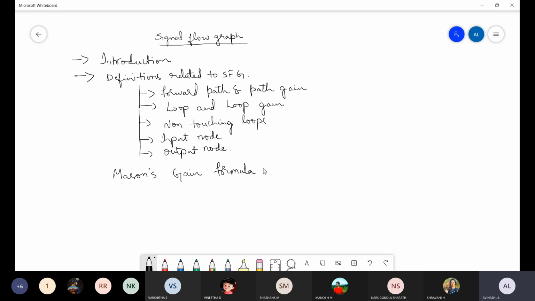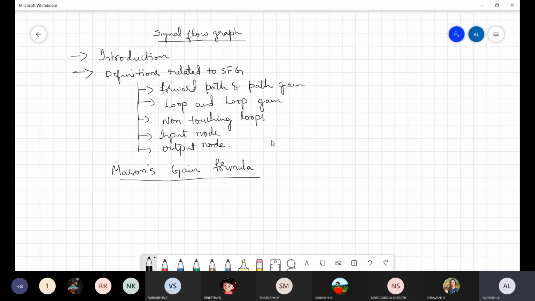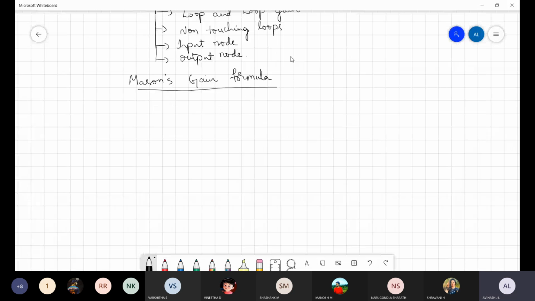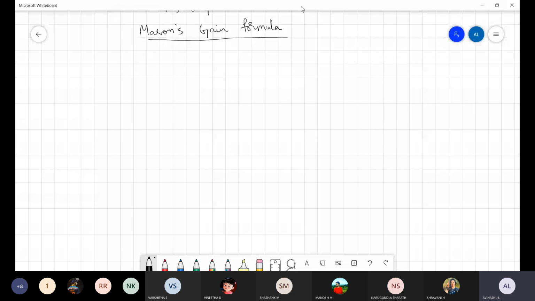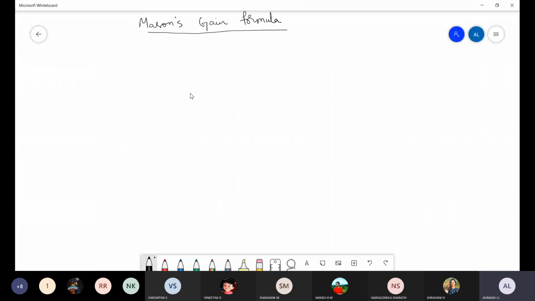So in order to get the transfer function of the signal flow graph, Mason has given one gain formula. By using this particular formula, we can find out the transfer function. Just for a few introductory things, you can make a note of it. In the examination, they will be asking to explain Mason's gain formula, so at that time you need to write all these things.